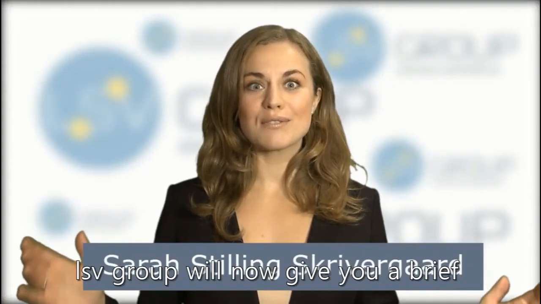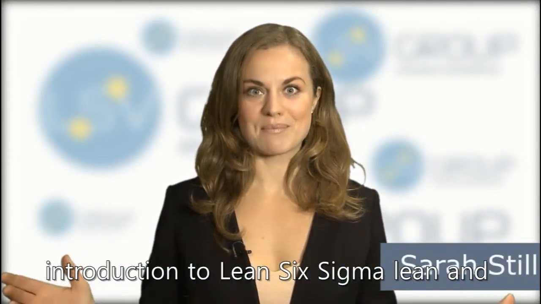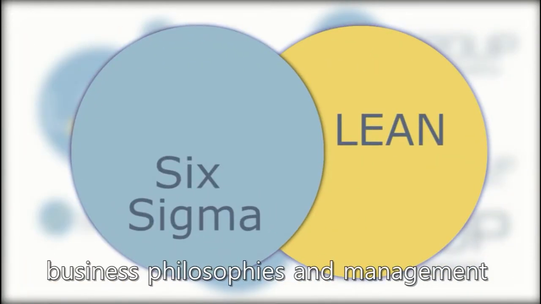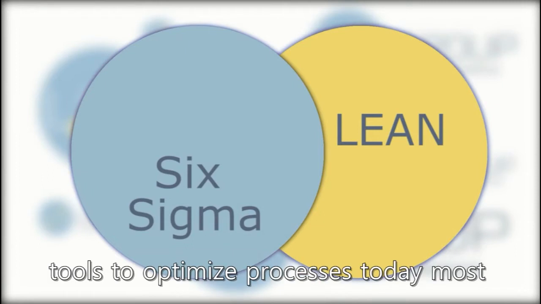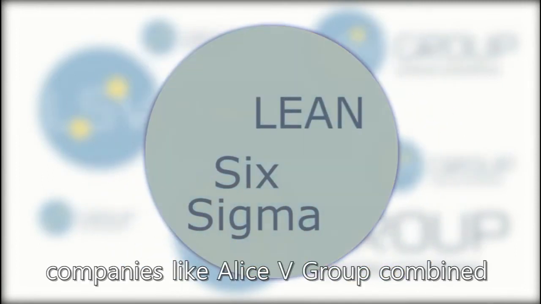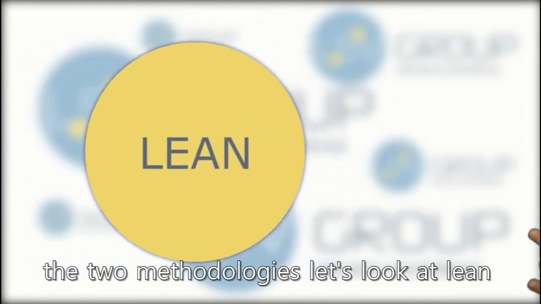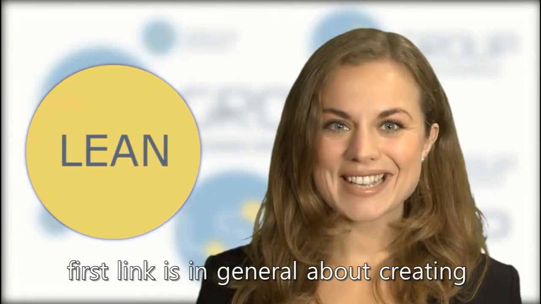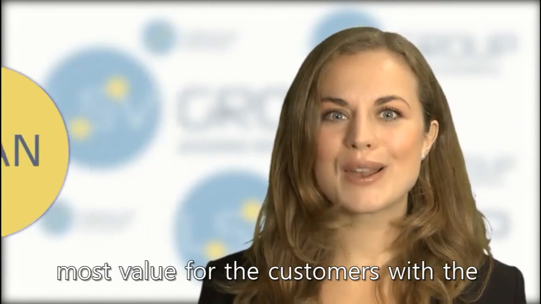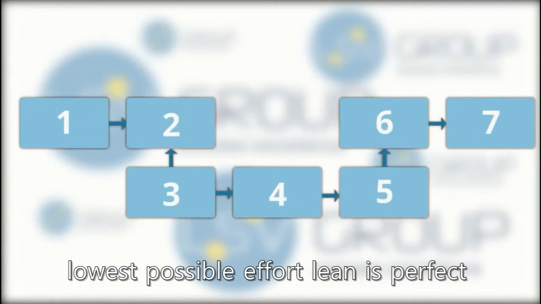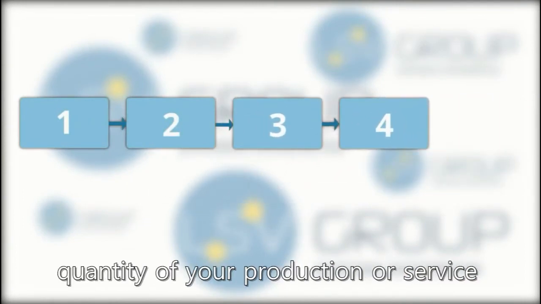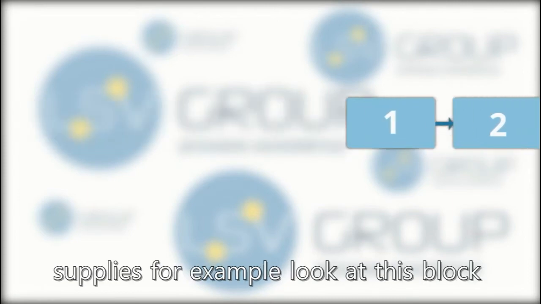LSV Group will now give you a brief introduction to Lean Six Sigma. Lean and Six Sigma were originally two different business philosophies and management tools to optimize processes. Today, most companies like LSV Group combine the two methodologies. Let's look at Lean first. Lean is in general about creating the most value for the customers with the lowest possible effort. Lean is perfect to reduce waste and increase the quantity of your production or service supplies.